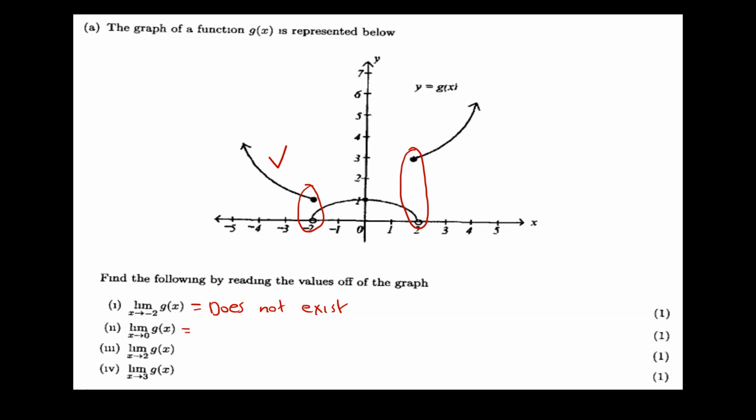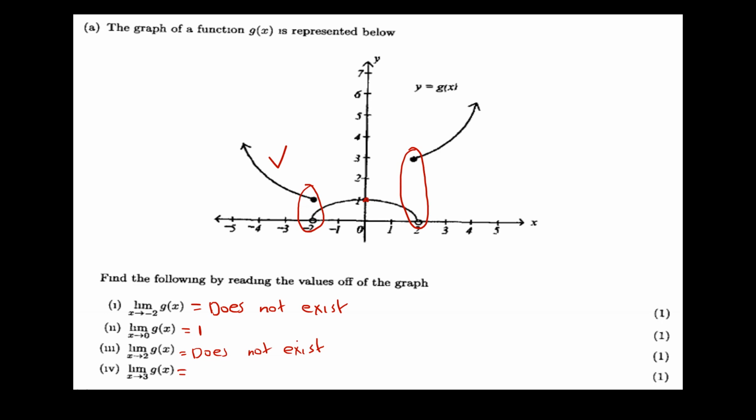Then limit as x approaches 0. At 0, you have only one limit, which equals 1. You don't have many graphs. Limit as x approaches positive 2, it does not exist, because you have two limits. You need only one limit.